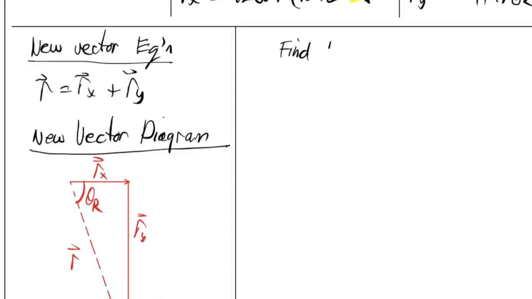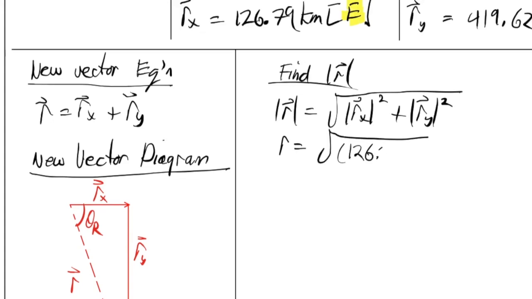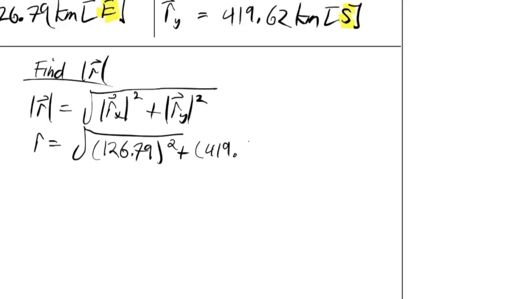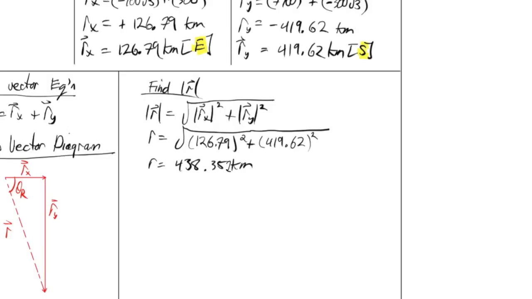So we're going to find the magnitude of vector r. The magnitude of vector r is equal to the square root of the magnitude of Rx squared plus the magnitude of Ry squared. So r is equal to the square root of 126.79 squared plus 419.62 squared. And we got r is equal to 438.35 kilometers, which is what we got using the earlier method. Now, finally, our angle.